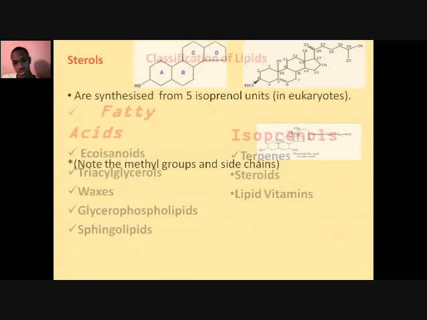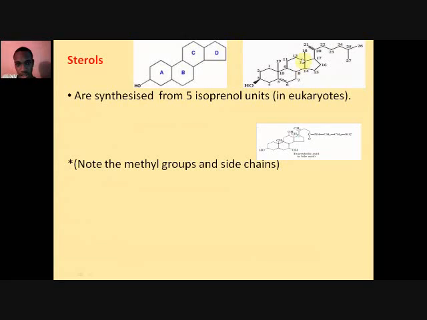So that's terpenes. Steroids. This is the general structure of steroids, consisting of 4 ring structures. 3 of them are 6 carbon rings, and 1 of them is a 5 carbon ring. We usually call them A, B, C, D, and the OH group is attached to this one.